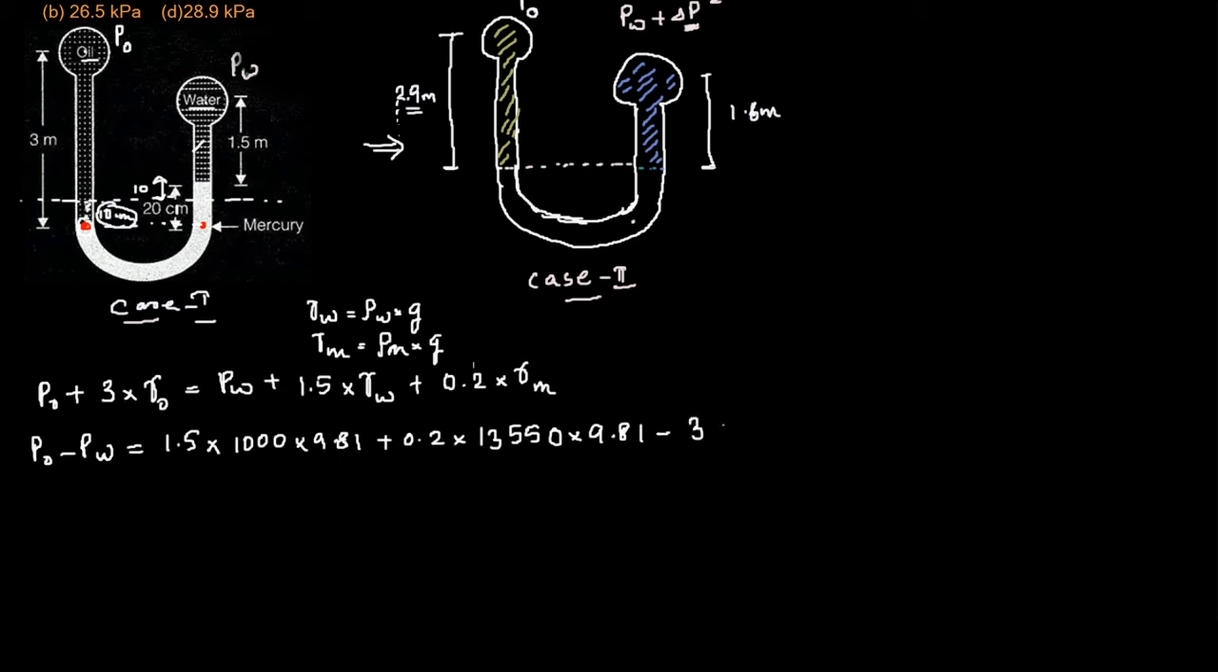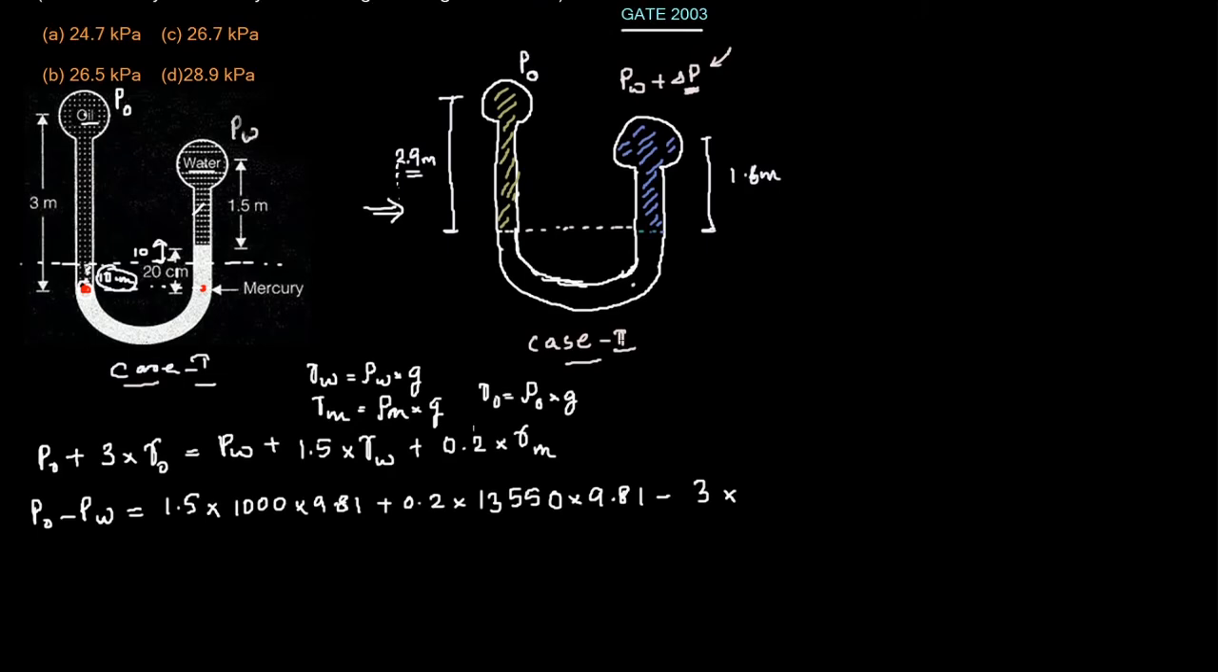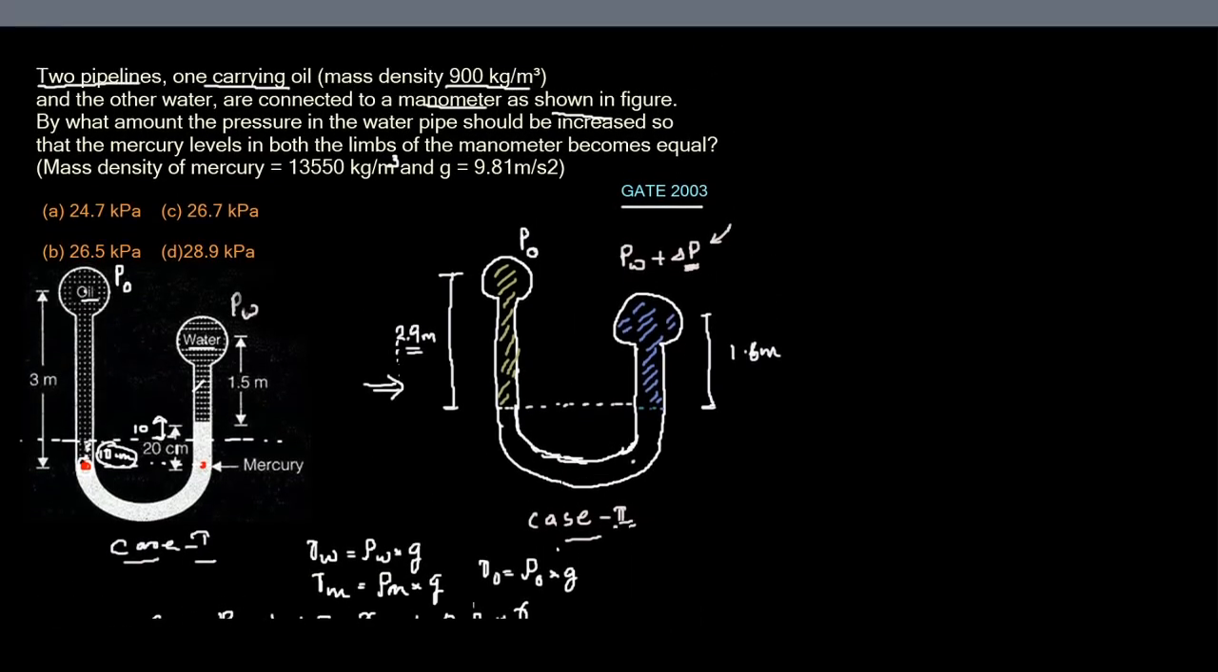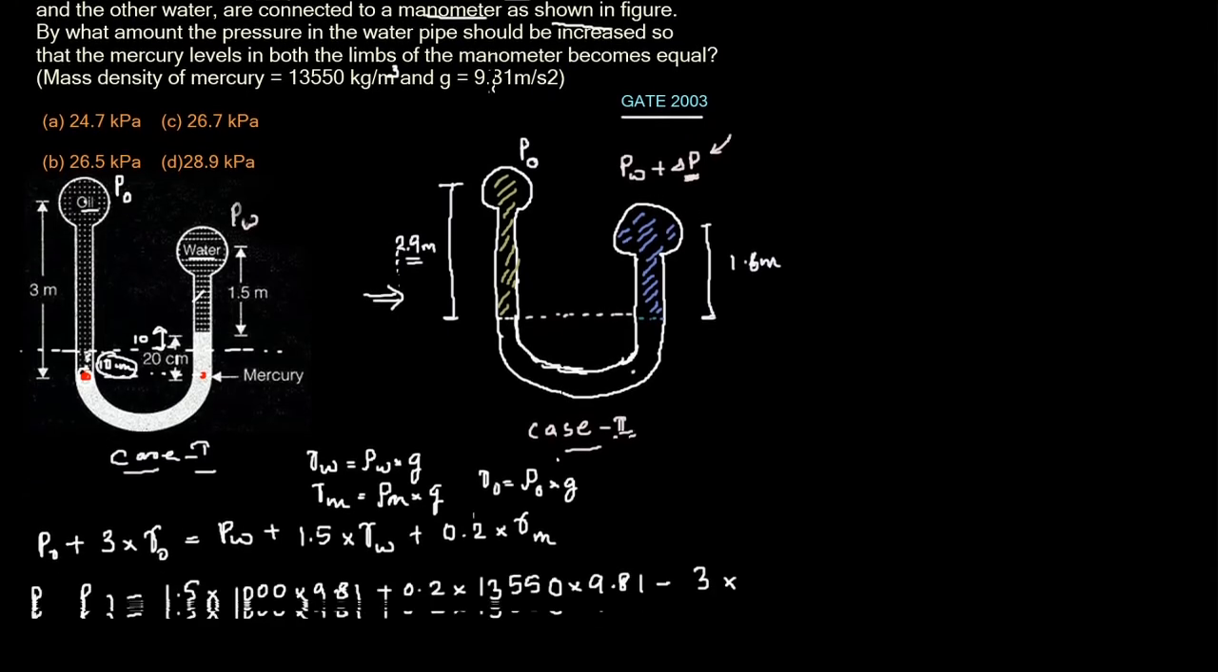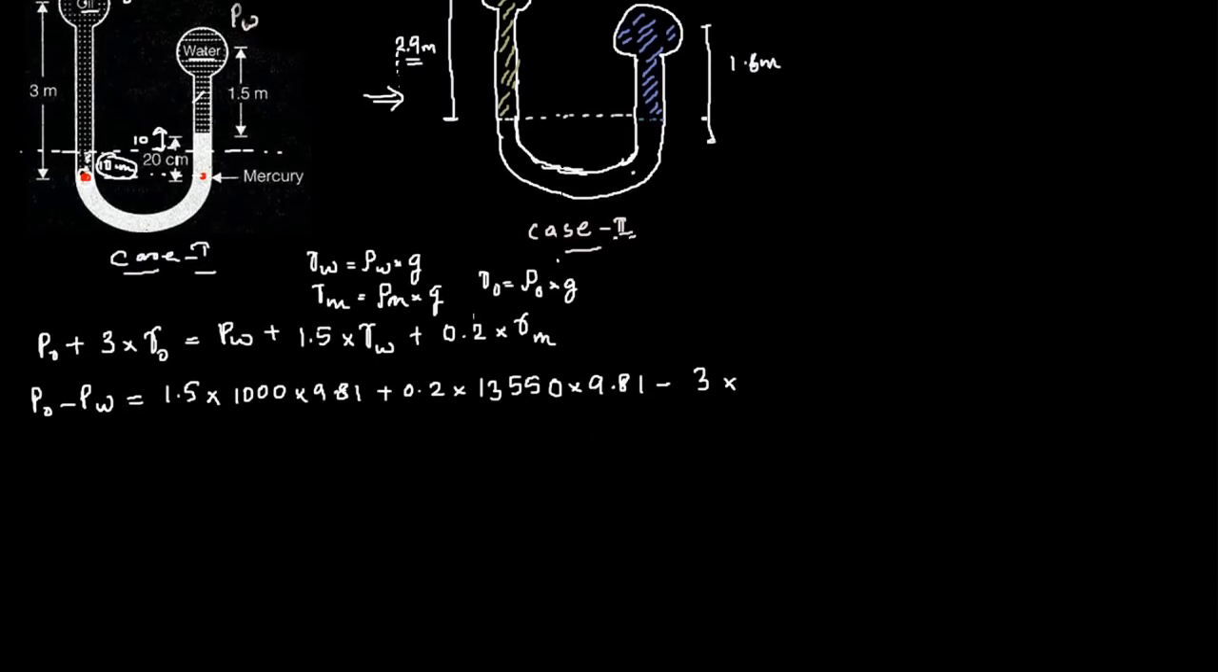So negative 3 into specific gravity of oil. Specific gravity of oil is nothing but density of oil into G. Density of oil is given as 900 kilogram per meter cube. So 900 into 9.81.